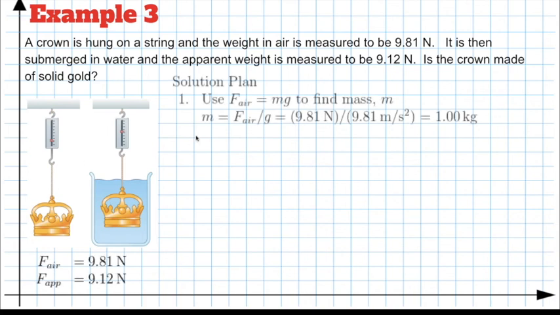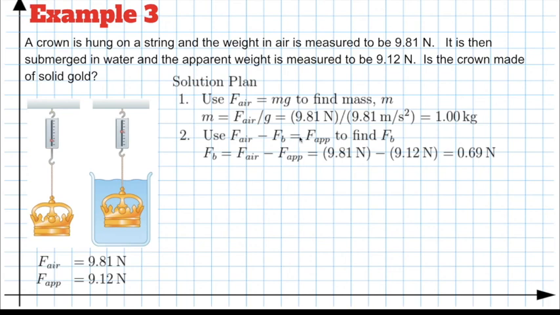Okay? So here's kind of what we're going to do. We are going to first use the fact that the force in the air is equal to m times g. We know the force on the crown in the air, it's 9.81 newtons. We know g, so we can find the mass of the crown. So the mass of the crown is F divided by g, which is exactly 1 kilogram. So it has a mass of 1 kilogram. That's our first step.